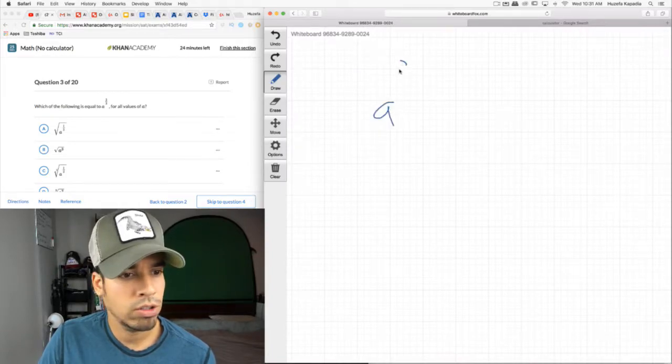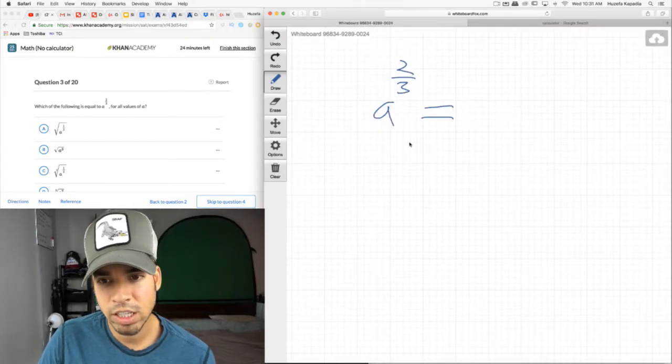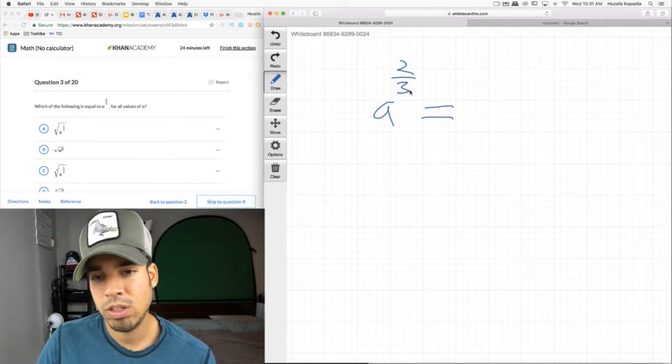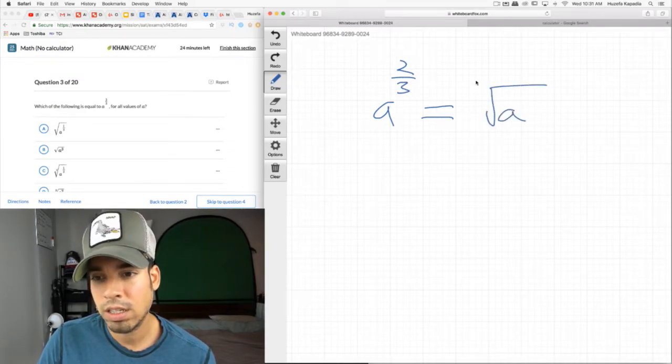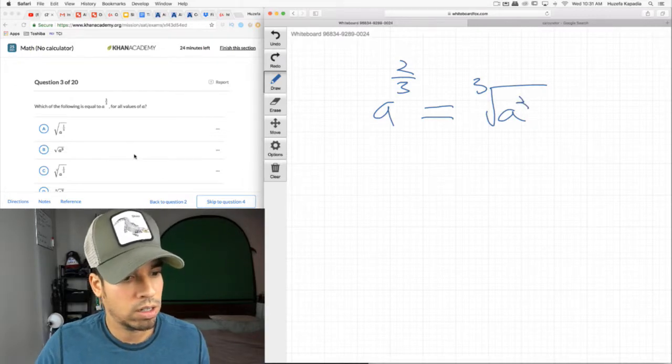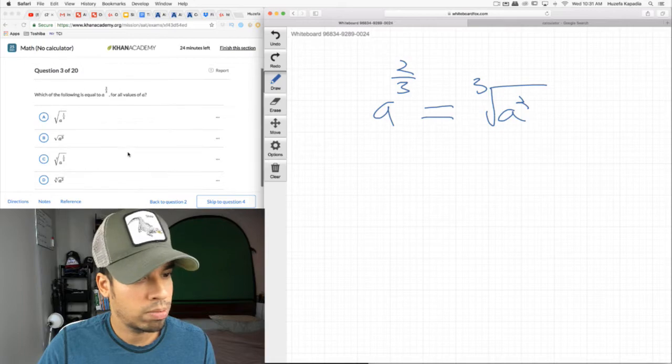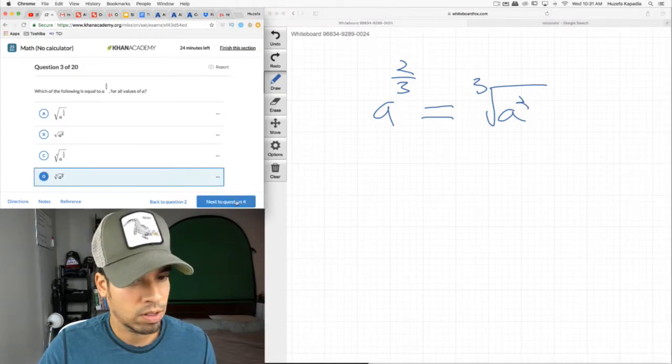All right, all they're doing here is converting a fractional exponent to a root and exponent. So the bottom part means we're taking a cube root, and the top part means it's squared. So we've got a squared to the cube root power, which is down here.